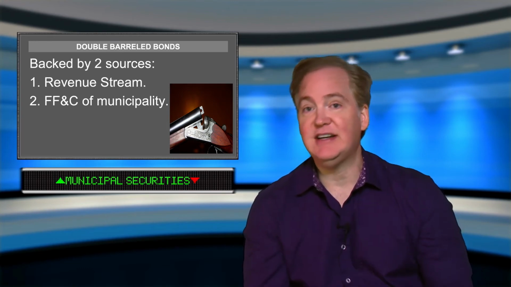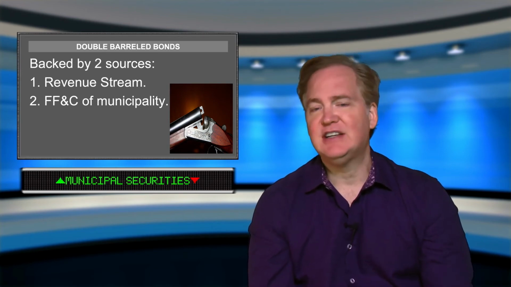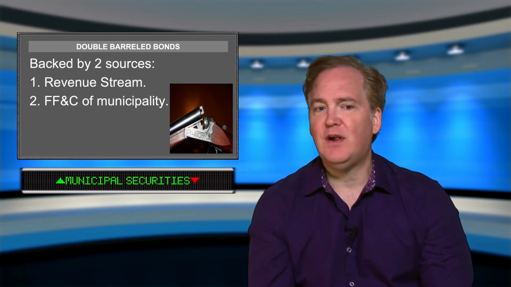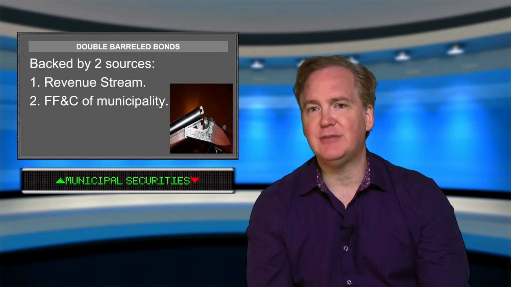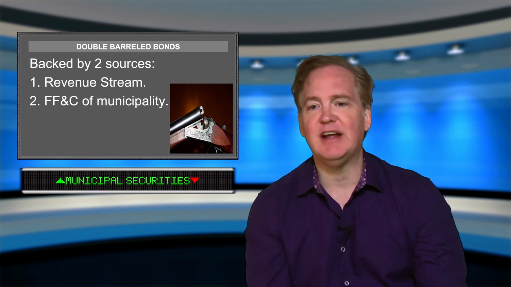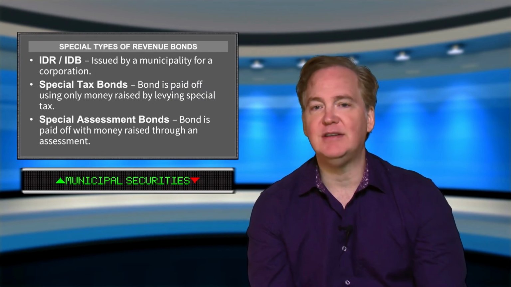Because this guarantee is in place, that the general tax funds will be used to pick up any shortfall, the double-barreled bond trades like a general obligation bond because it does have that backstop. So that's a double-barreled bond. Let's take a look at some other types of revenue bonds.